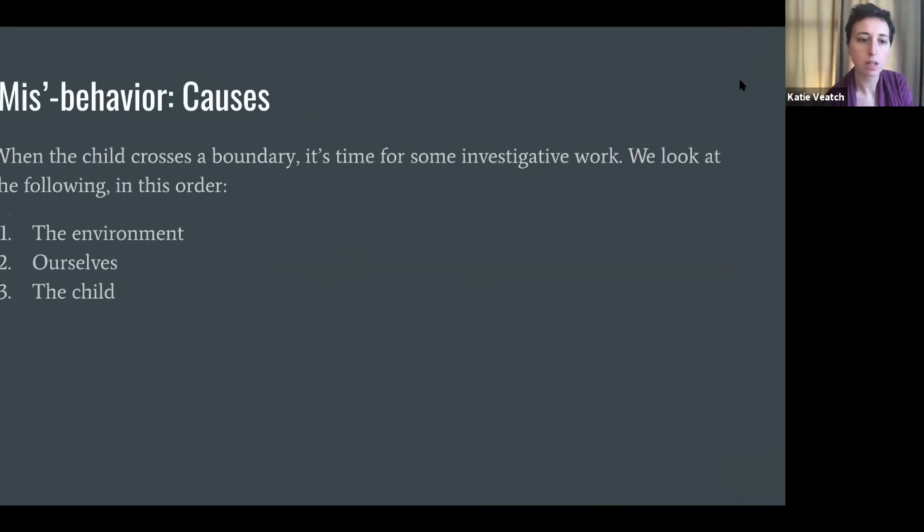Okay, let's talk about misbehavior. The causes. What are the causes of misbehavior? So when a child crosses a boundary, let's look into it. Let's think about it. And this is a really valuable Montessori concept, right? This is how we do this as guides. This is what we learn in our training. The first thing we're going to do is look at our environment, and then we're going to look at ourselves as the guides. And the last thing we're going to look at is the child. So when a child is having a hard time, there are many, many possibilities. Let's go through each one of these.